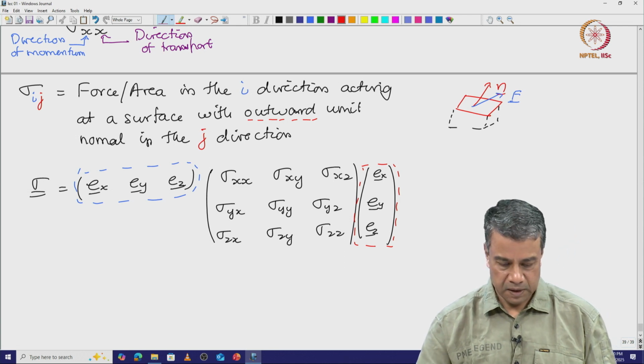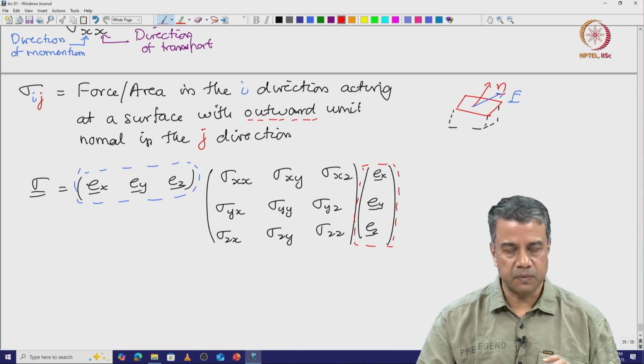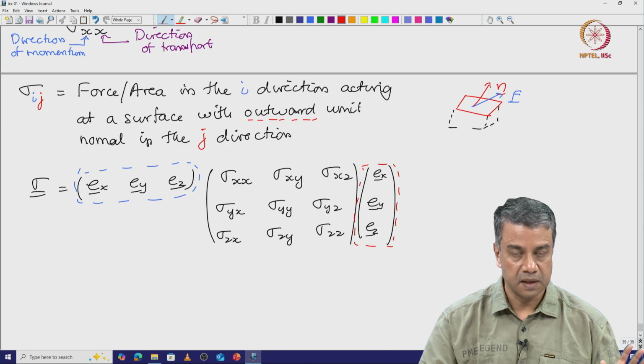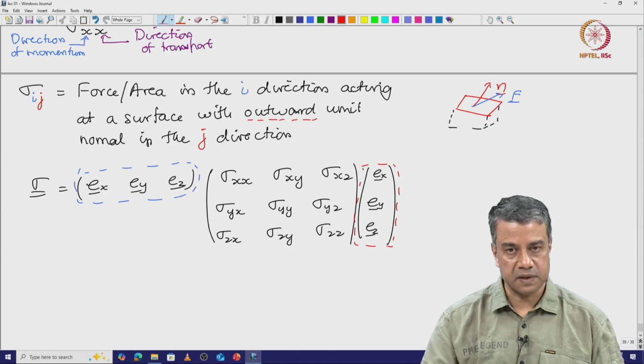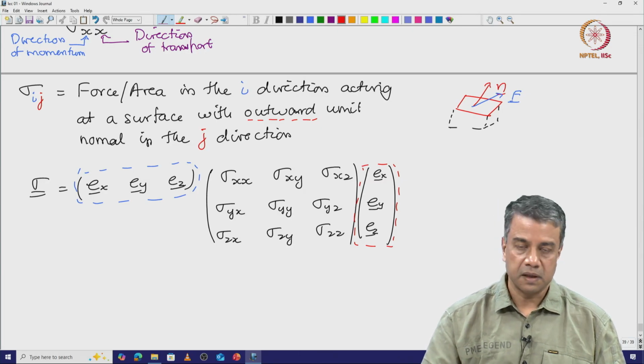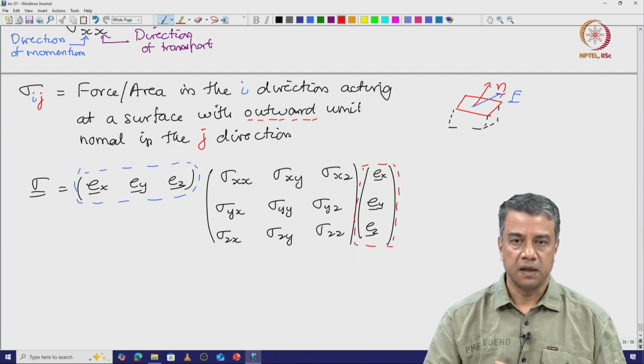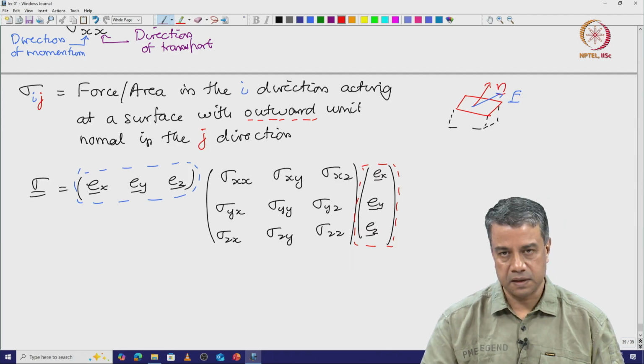So, we will discuss a little bit more about the stress itself. The stress now has to be related to the gradients in the momentum, just as the mass flux was related to gradients in concentration, and heat flux was related to gradients in temperature, the momentum flux has to be related to gradients in the momentum itself. How that is done we will see in the next lecture.